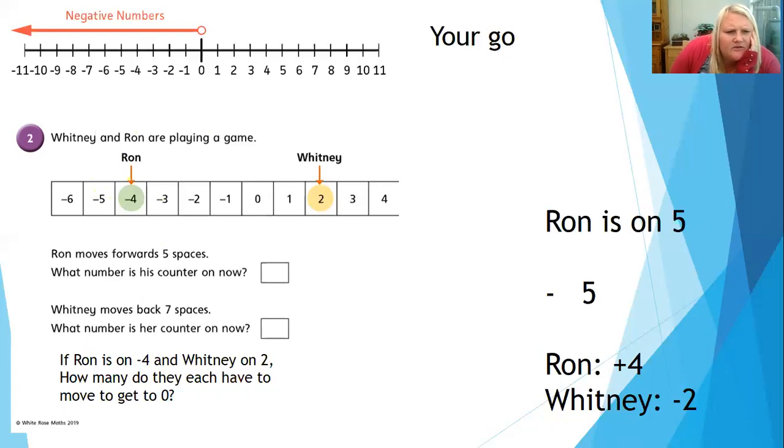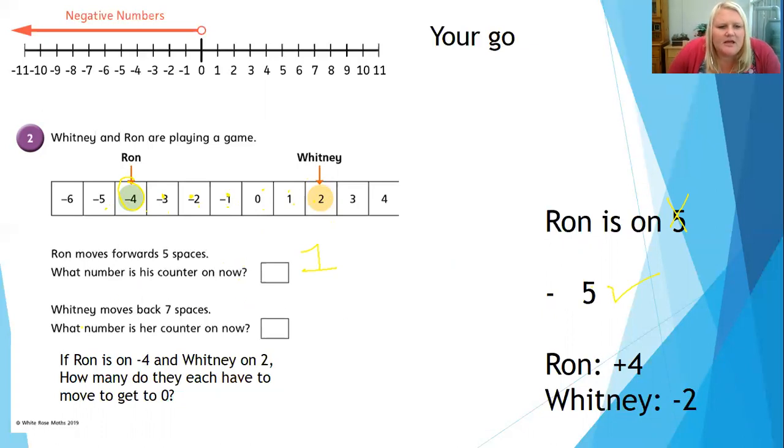Let's start here. So Ron is on -4 and he moves his counter on 5 spaces. 1, 2, 3, 4, 5. Ron isn't on 5, is he? He's on 1. Yeah, we're happy with that? Yeah. Okay, let's try Whitney. Whitney's on 2 and she goes back 7 spaces. 1, 2, 3, 4, 5, 6, 7. Oh, I agree with that one. See, I've told you before, it's always worth checking because even us teachers get it wrong sometimes.